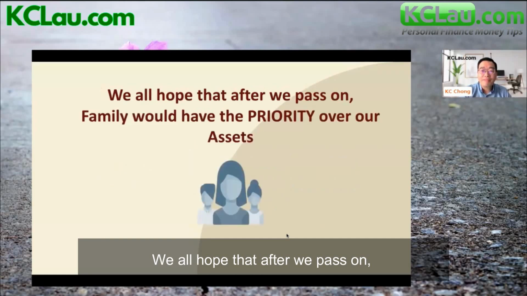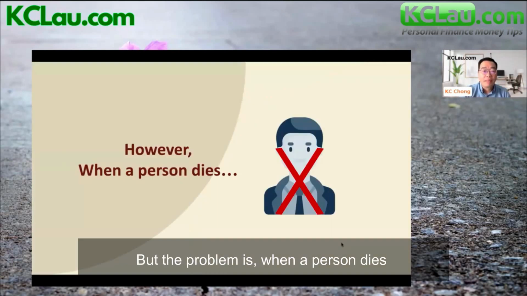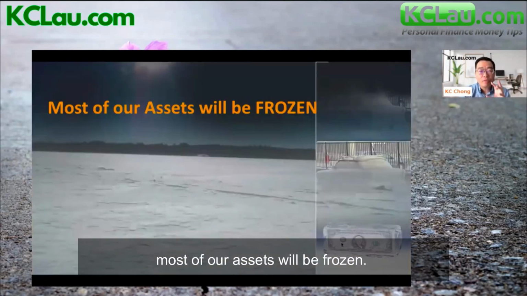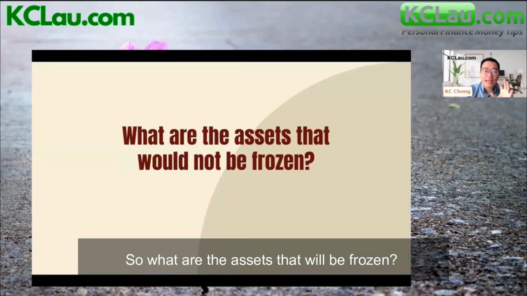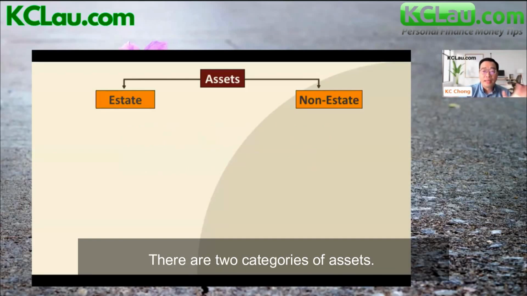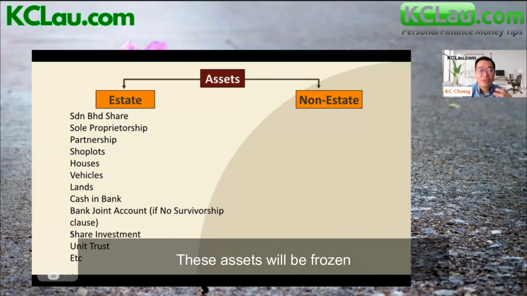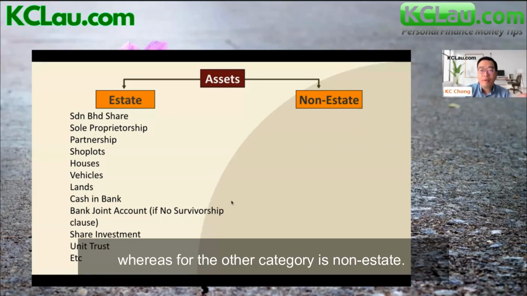So we all hope that after we pass on, our family would have priority over our assets. But the problem is when a person dies, most of our assets will be frozen. So what are the assets that will be frozen? There are two categories of assets. One is under the estate category. This asset will be frozen, whereas the other category is non-estate.